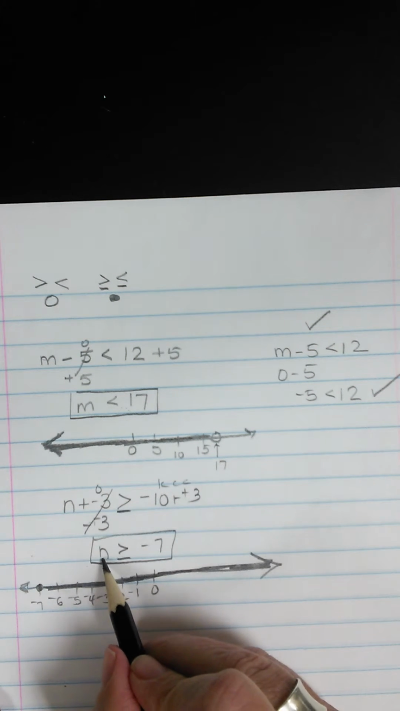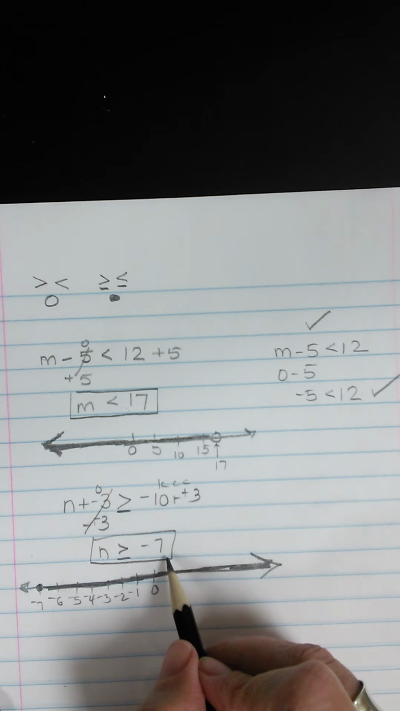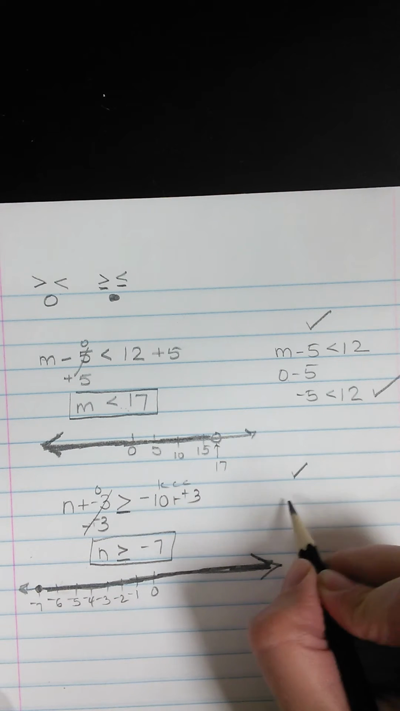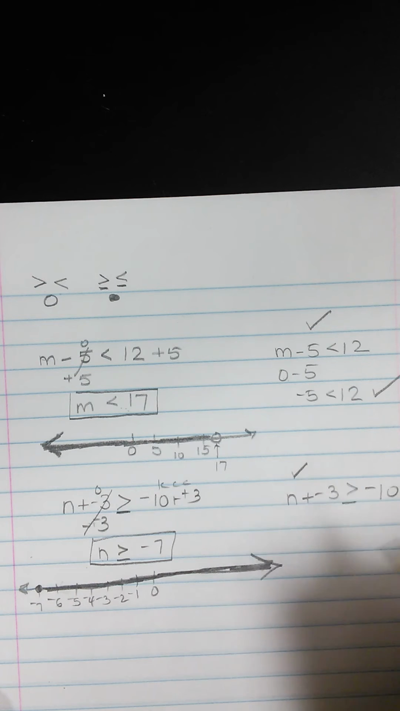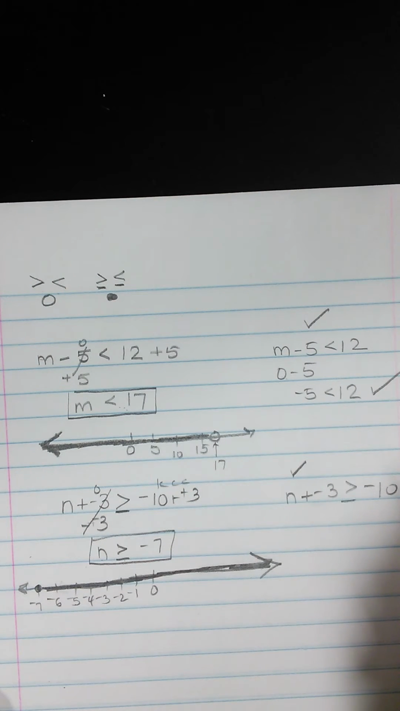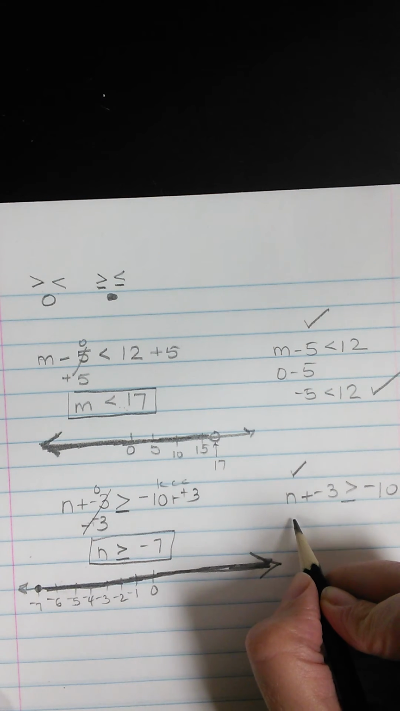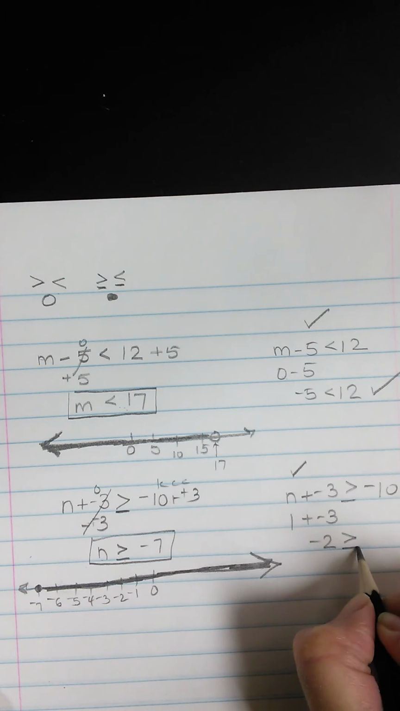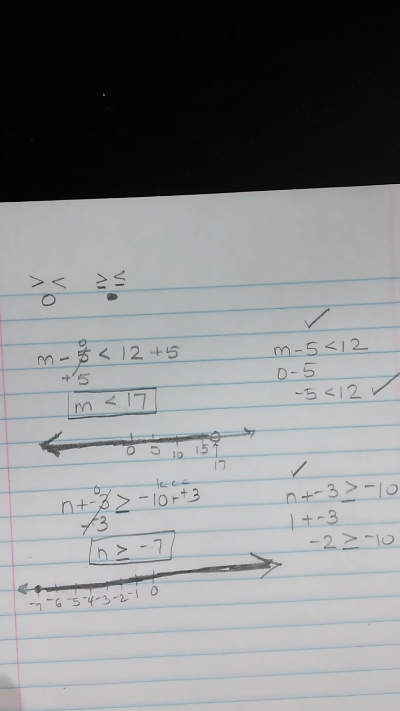For this one, n is greater than or equal to negative 7. Well, I can pick any number. I'm going to go back up here to the original problem. This is my check. n plus negative 3 is greater than or equal to negative 10. I can pick any number that is greater than negative 7, or equal to, actually, because that is allowed. Let's pick 1. 1 plus negative 3 is negative 2. Is negative 2 greater than or equal to negative 10? It sure is, so I feel pretty confident about that.